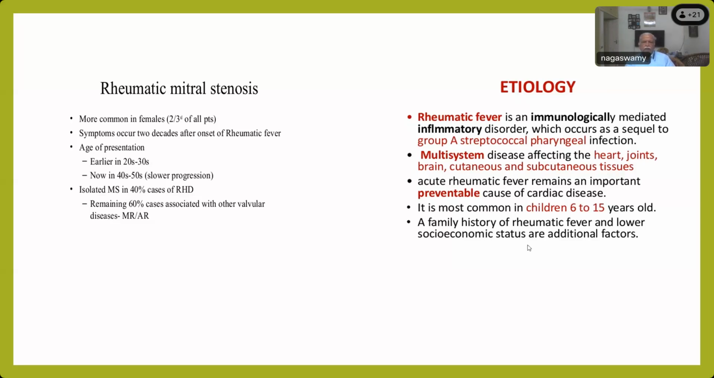And the methodology by which it appears: rheumatic fever is an immunological inflammatory disorder caused by group A streptococcal pharyngeal infection, and it is a multi-system disease, affecting the heart, joints, brain, skin, and the subcutaneous tissues, and it is preventable if you properly have good hygiene, nutrition, and identify and treat it early. It can be prevented easily, and family history of rheumatic fever and low socioeconomic status are additional factors.